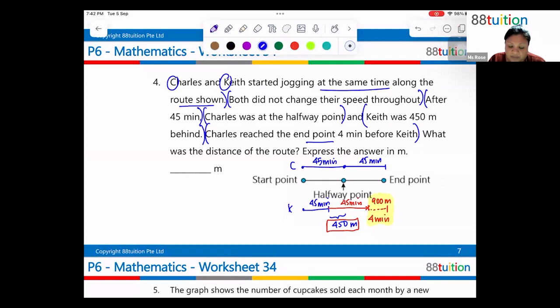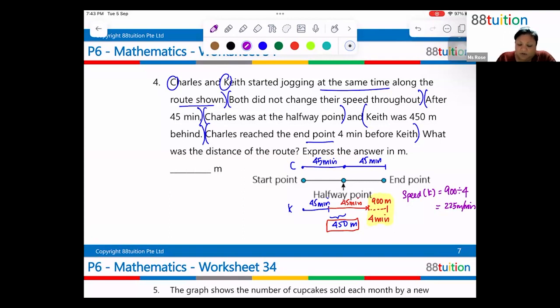Now, with this, can I find the speed of Keith? Can I find the speed of Keith? It will be distance divided by time to give me 225 meters per minute. So that's the speed of Keith.